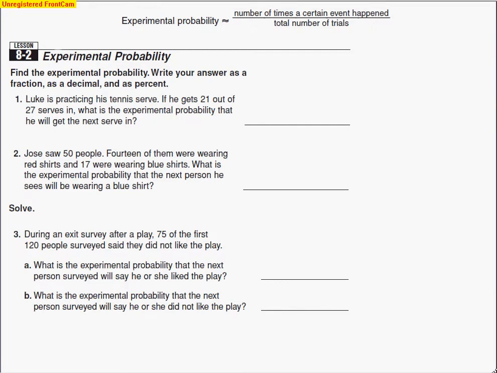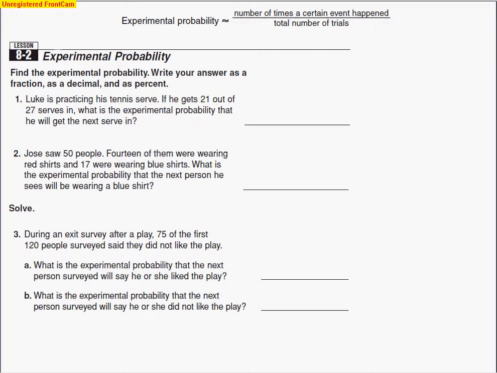Today we will be using experimental probability to determine whether an event is likely to occur or not. Experimental probability is the number of times a certain event happened on top of the fraction over the total number of trials on the bottom. Questions number 1 and 2 ask us to find the experimental probability. However, we're going to write it in 3 different forms.